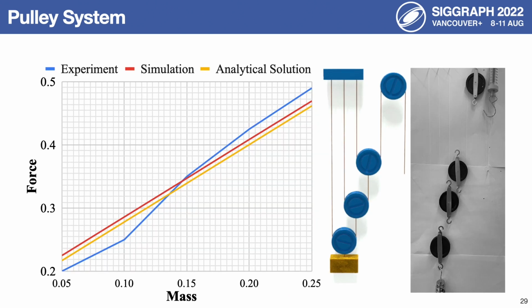We also handcrafted this pulley system in real world and measured the forces that keep objects with different masses static. Here in the left plot, the horizontal axis is the mass of the object, and the vertical axis is the drag force. Our simulation results match both the measured values and the analytical solution consistently, despite some measuring errors in the real-world experiment.